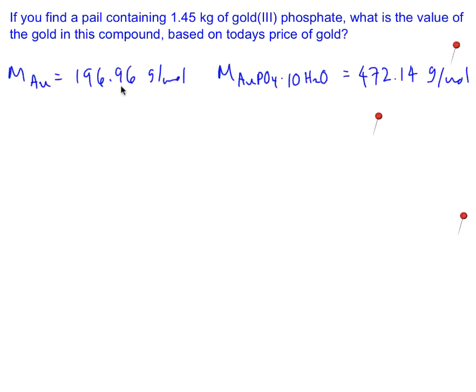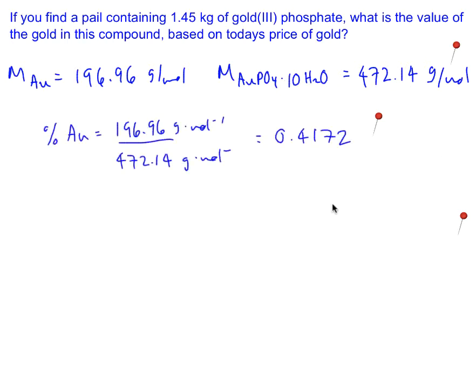So again, the molar mass of gold(III) phosphate, and then the percent gold. Now I haven't multiplied by 100 here because we're going to use this fraction to determine a value of gold. So we could convert it to a percent if we wanted. It would just be 41.72%. But when we use that percent, we have to express it back as this fraction.